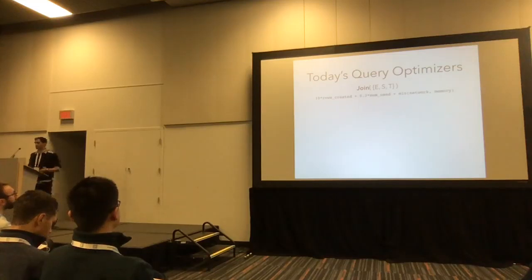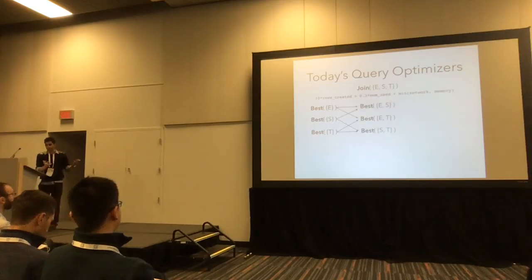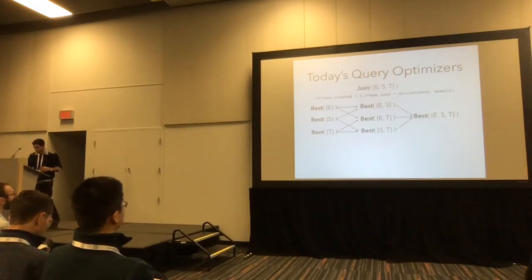How could we use this cost model to search through the space of possible plans? So let's look at the abstract expression join employees, salaries, and taxes. Well, this turns into a dynamic program. We first figure out the best way to access each single table, which is itself a query. Then we figure out the best way to access each pair of tables. Then we figure out how to access the triple.